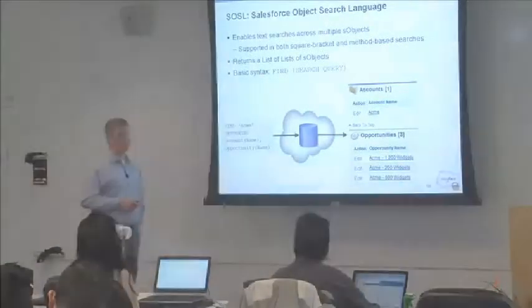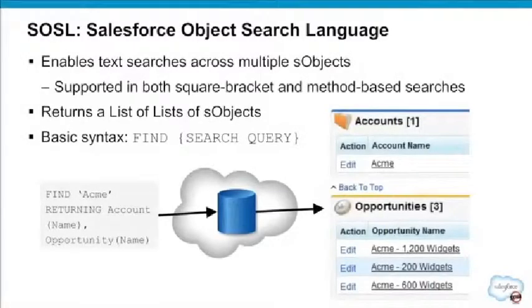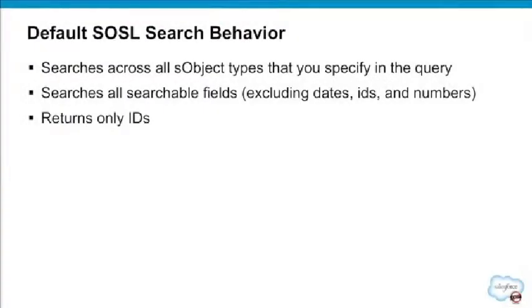The syntax: the easiest way to tell a SOSL search apart from a SOQL search is that all SOSL searches start with the find keyword. So we do find, and then we enter our search criteria. By default, your SOSL searches are going to search across the sObjects that you specify. It's going to search across all searchable fields.